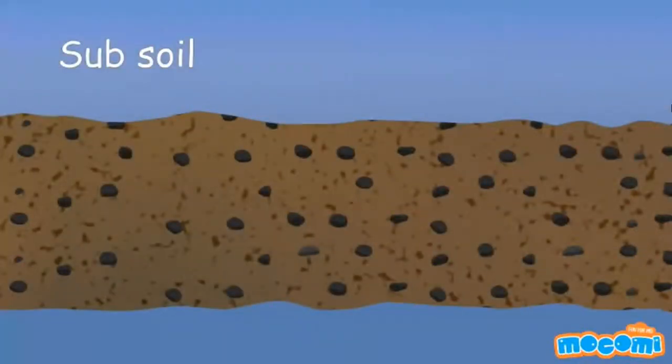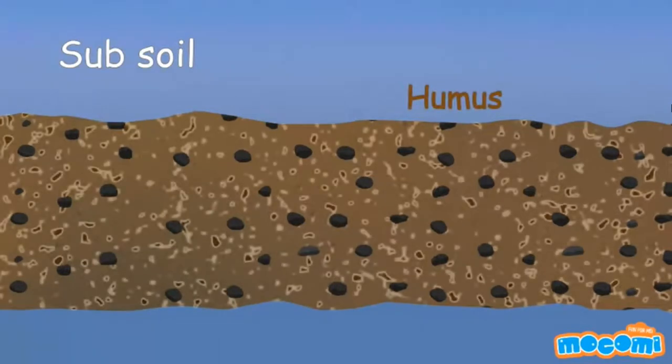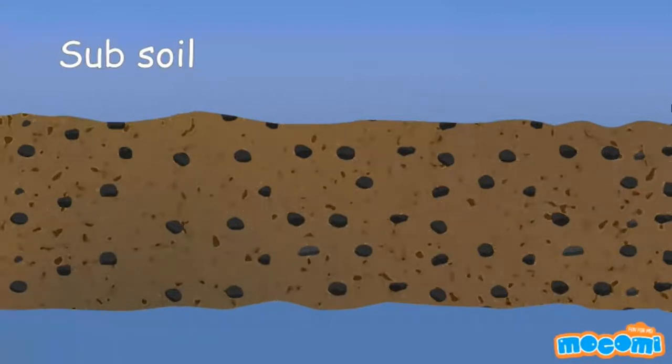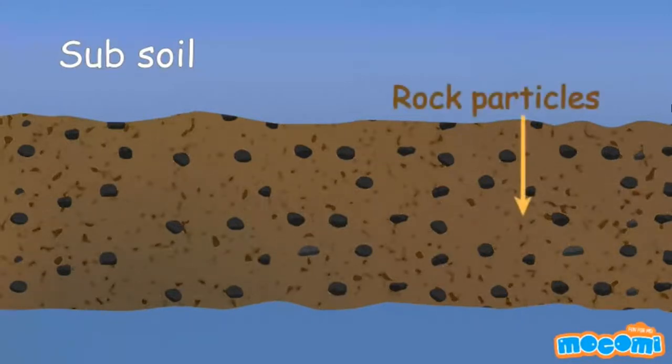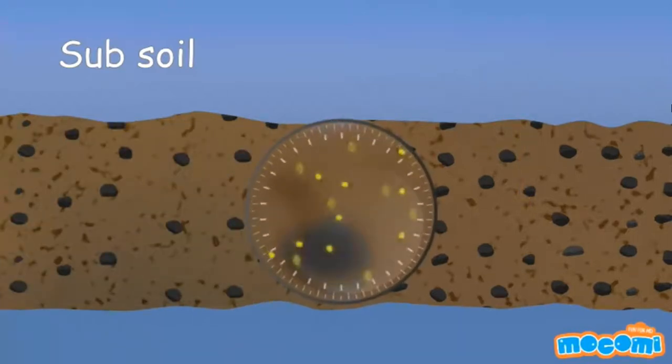Subsoil. The layer of soil just below the topsoil is called subsoil. It is lighter in color and has little humus. It is made up of slightly bigger rock particles, which makes it harder and more compact. It contains very little living organisms.